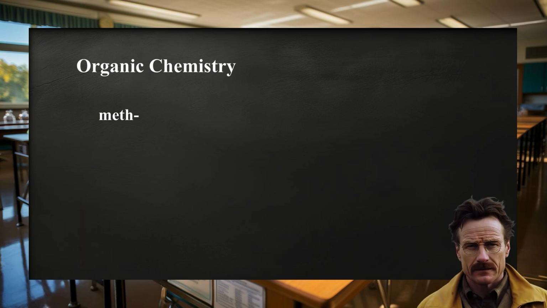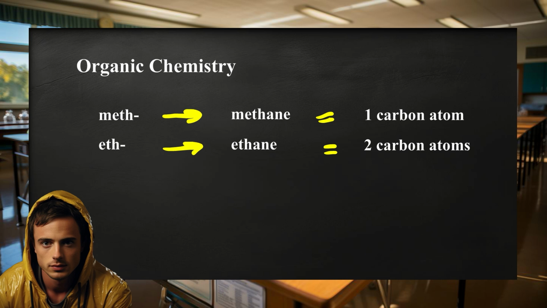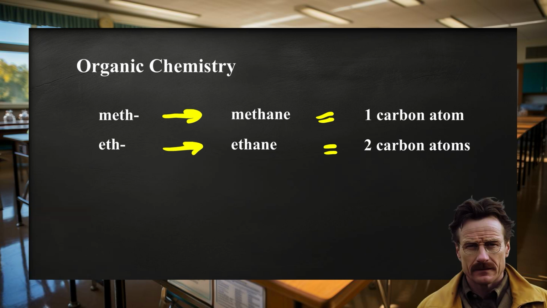We used meth as the prefix in methane. The prefix meth signifies that there is a single carbon atom. Next is the prefix eth, which we used in ethane. The prefix eth signifies that there are two carbon atoms. Does propane have something to do with 3, Mr. White? Yes, Jesse. The prop prefix signifies that there are 3 carbon atoms.